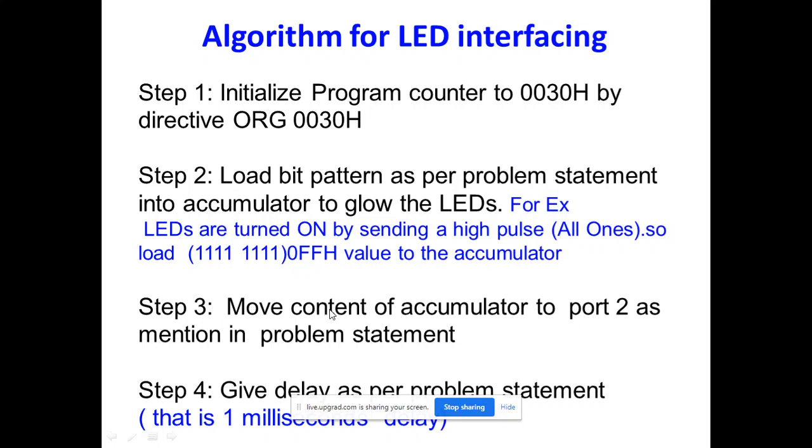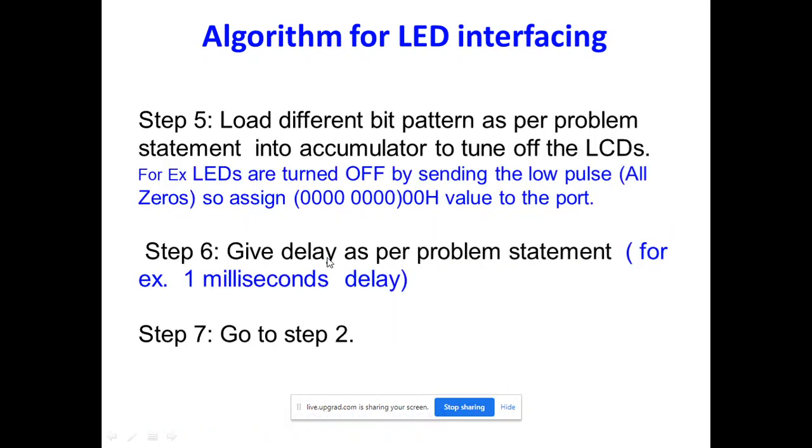In the third step, I will pass the content of the accumulator to the respective port, that is port 2. Then I will give the delay as per my problem statement. Then load a different bit pattern. Now I want to turn off all LEDs, so I am sending 0 on each pin, and according to that my number is 00H. I will first place it into the accumulator, and then pass it to the port. Then I am giving the delay of 1 millisecond.